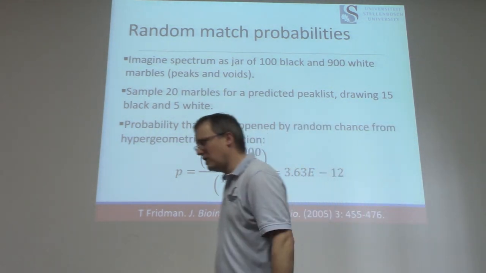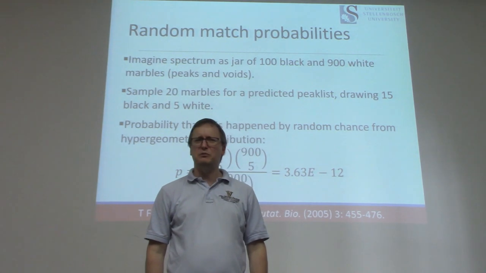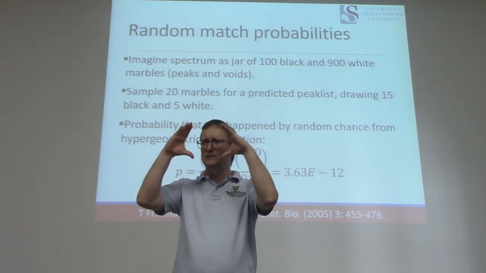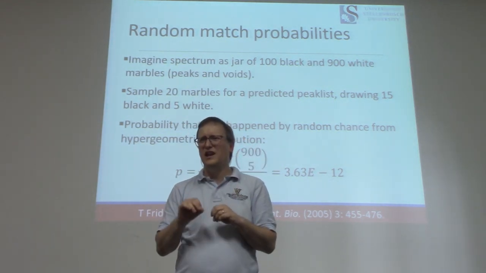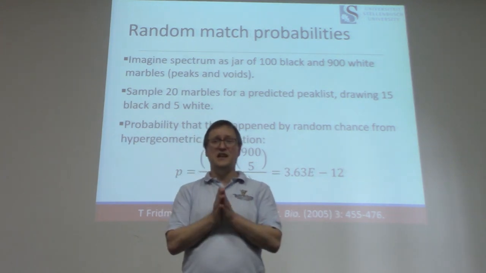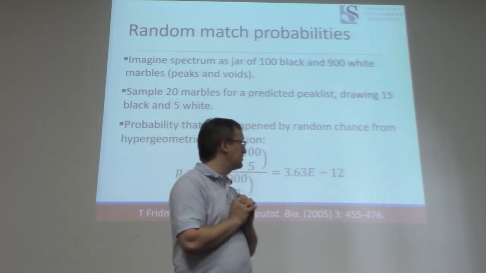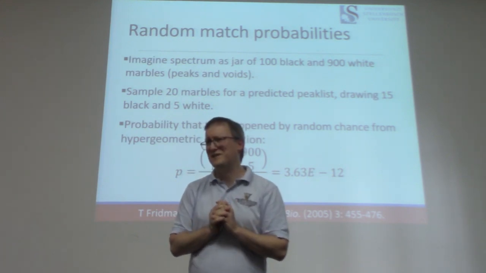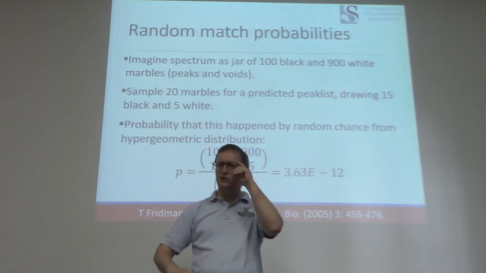Hypergeometric distributions are scary looking. I think most people remember that when you've got two numbers inside these parentheses, that means a combination, and you could probably look up how to do that, but it may not be clear. So let me instead talk about a jar of marbles. I actually have a jar of marbles at my office. I forgot to bring it for this lecture again. That's okay, we'll just go on with it.